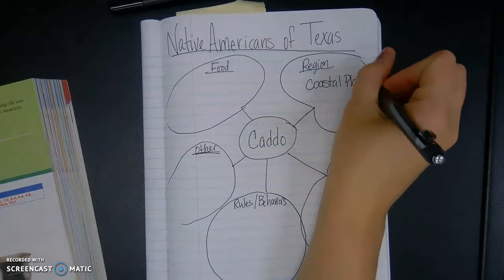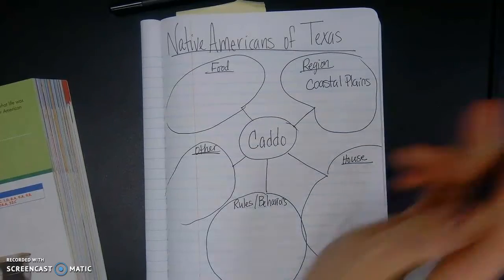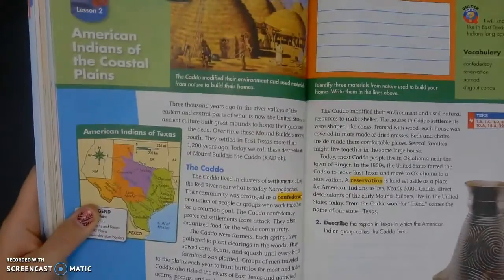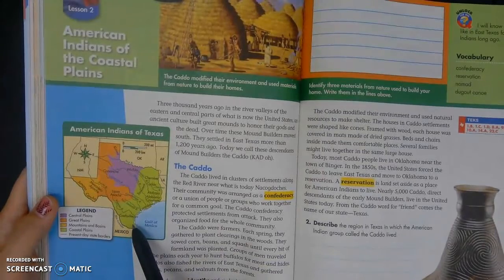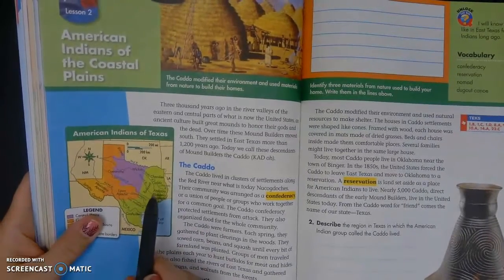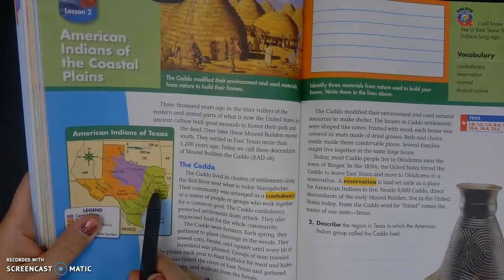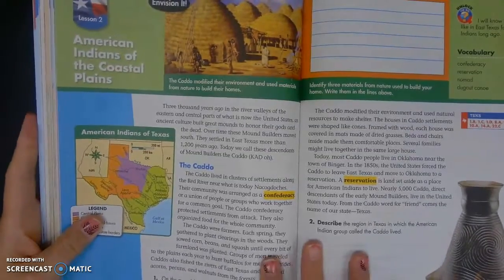So we learned that the coastal plain is very, very different depending on where you live. So if the Caddo lived down here more by the Gulf of Mexico, they'd be more of a coastal area. But from what it looks like right here, the Caddo look like they're more in East Texas. So that's going to be in our Piney Woods. So let's read a little bit about them.